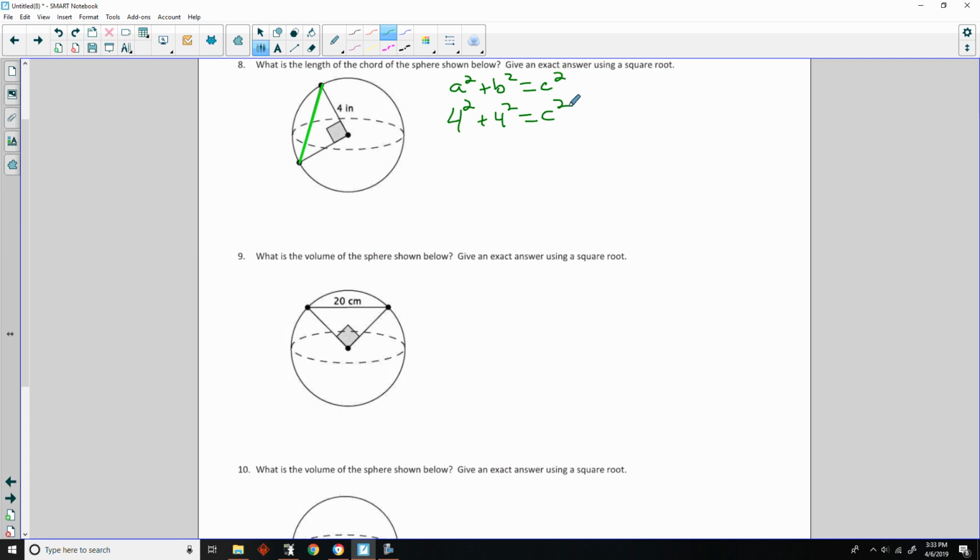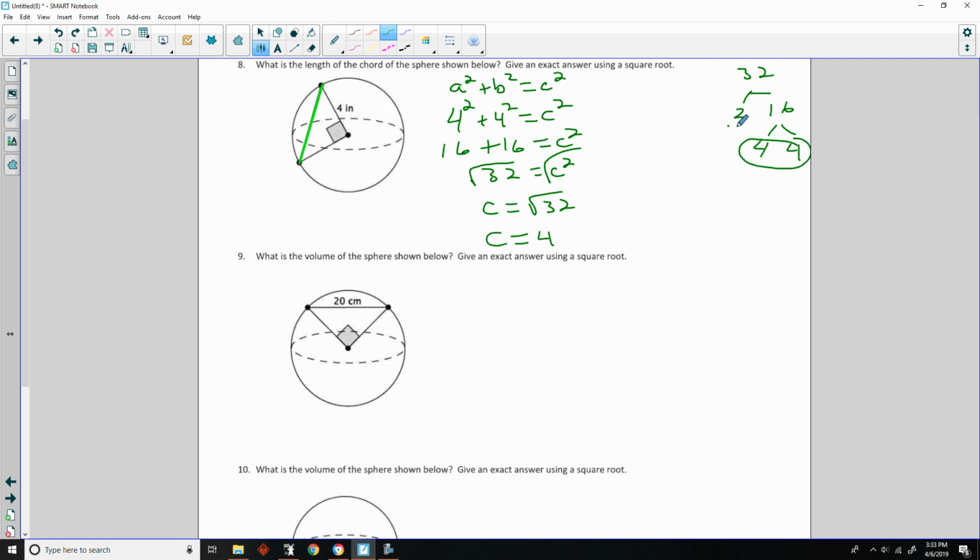So 4 squared plus 4 squared equals c squared. 16 plus 16 equals c squared. 32 equals c squared. Take the square root, and c equals the square root of 32. The square root of 32 is 2 times 16, which is 4 times 4. There's my pair of 4s. C equals 4, and the remainder of 2 goes in the radical. So c equals 4 square root 2 inches. Once you do a few of these, they get pretty simple.